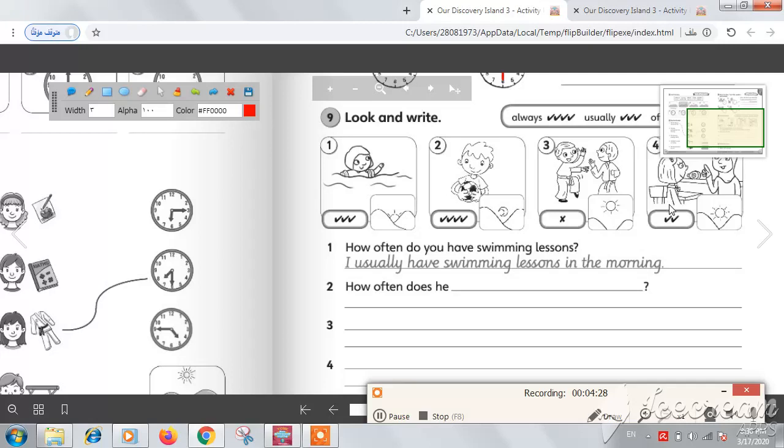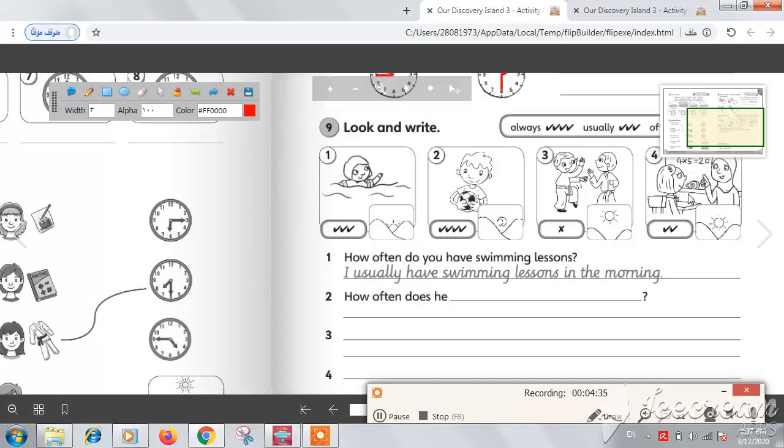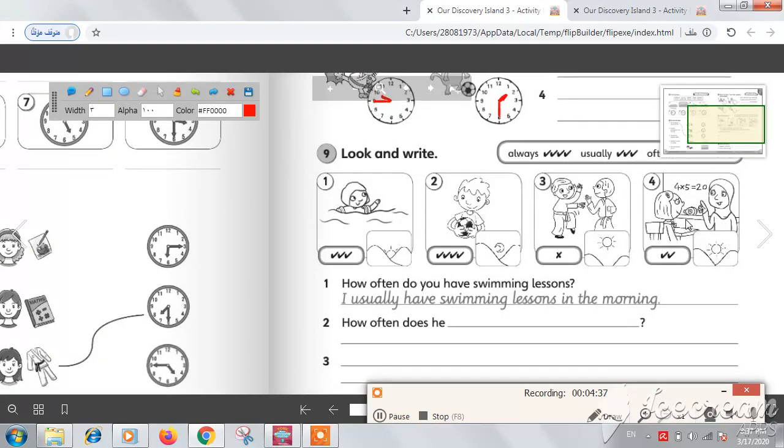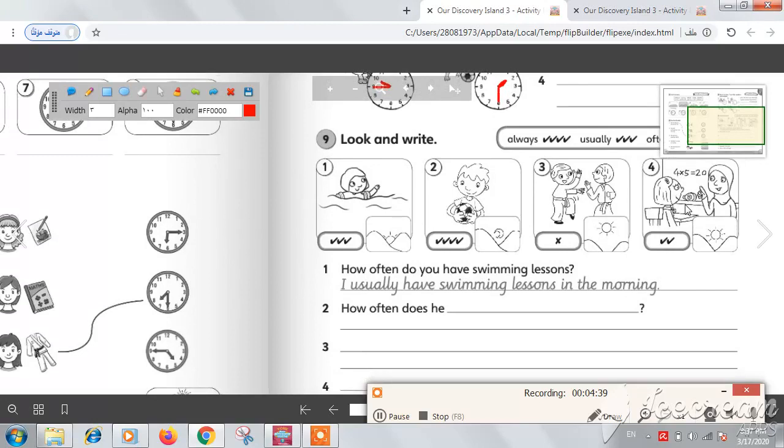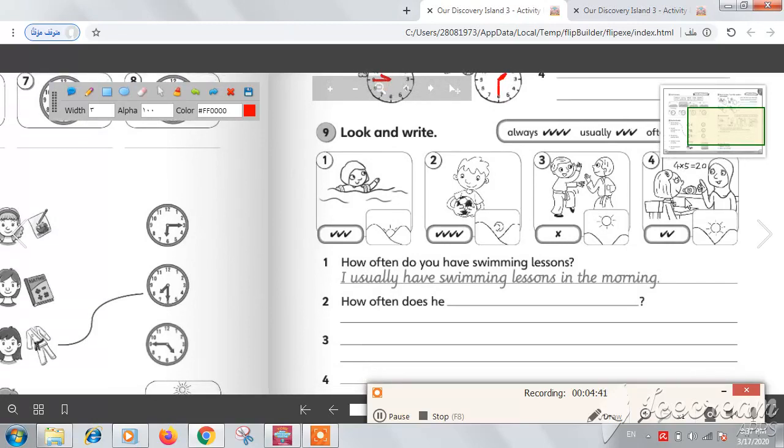Number 4, how often does she study maths? Look at the numbers here. And the answer should be, she often studies math in the afternoon.